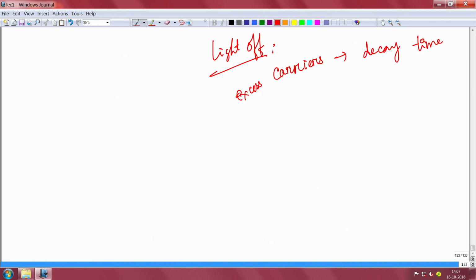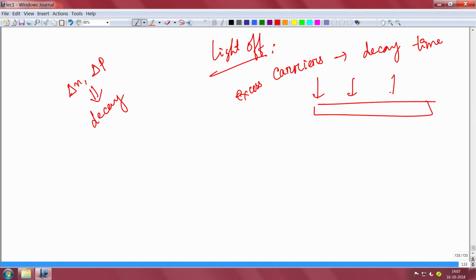So once you switch off the light, what will happen? The excess carriers that were there in the sample will decay. They will decay with respect to time, not with position. Why? Because everywhere the light was shining equally. So everywhere the excess electron-hole generation density is constant with respect to distance. So there is no diffusion or anything, but with time it will decay. So what will happen now?